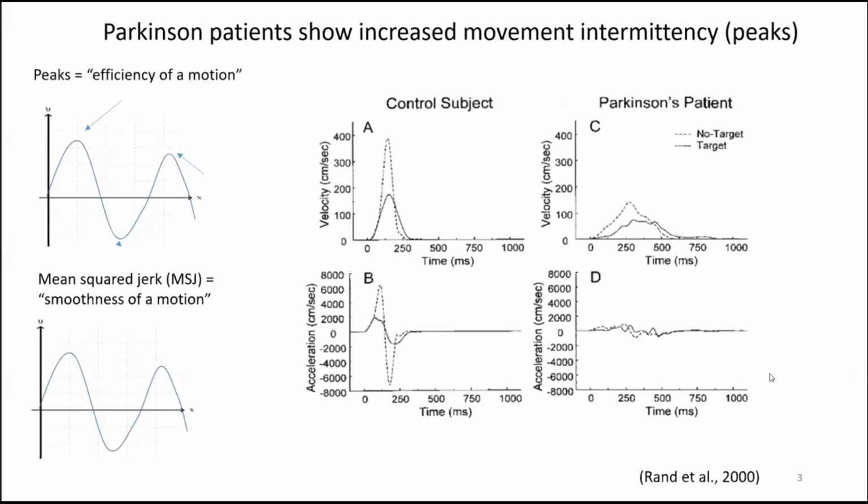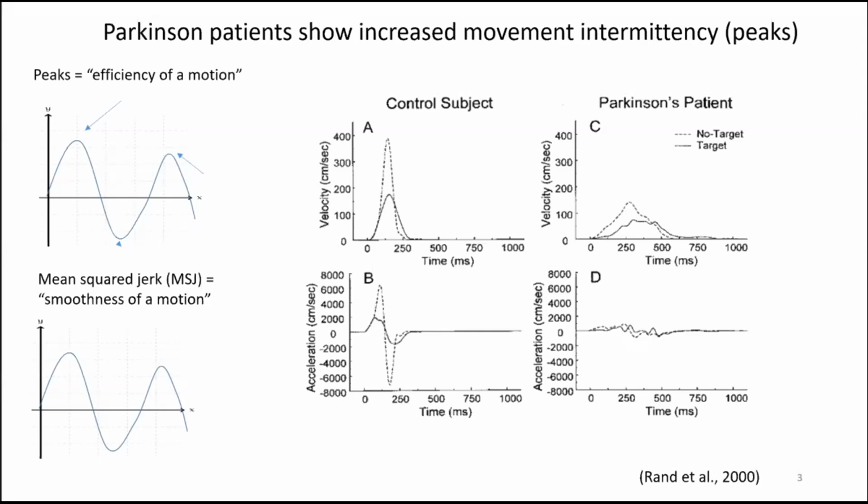A study by Rand et al. showed that Parkinson patients have increased movement duration as well as increase in intermittency, or what we would quantify as peaks, during a reaching and grasping task. So you can see they take longer, as well as if we look at acceleration compared to human, there's a lot more fluctuation in this, suggesting that they have a less efficient motion.